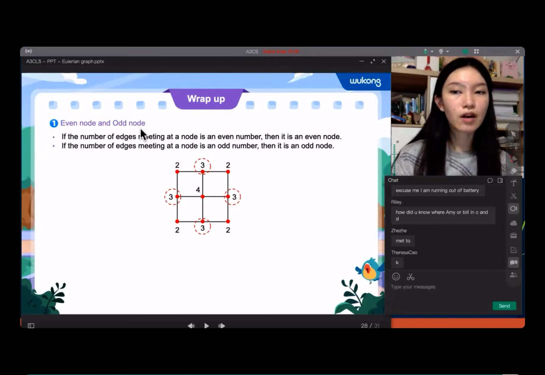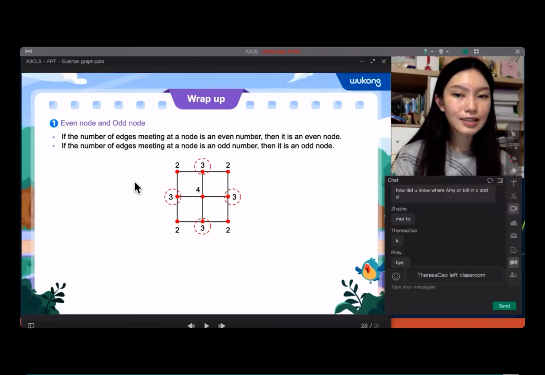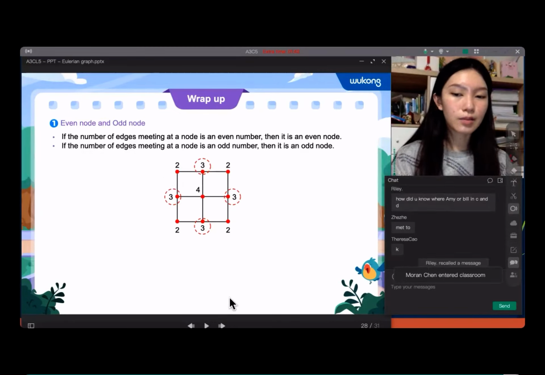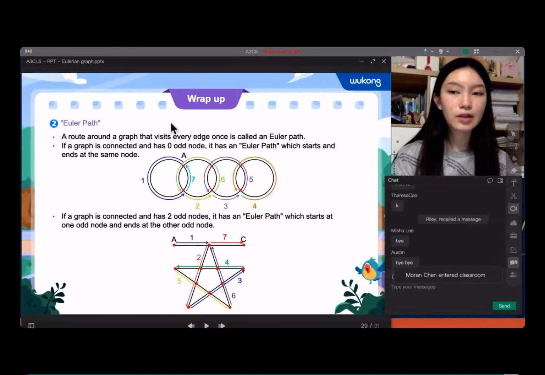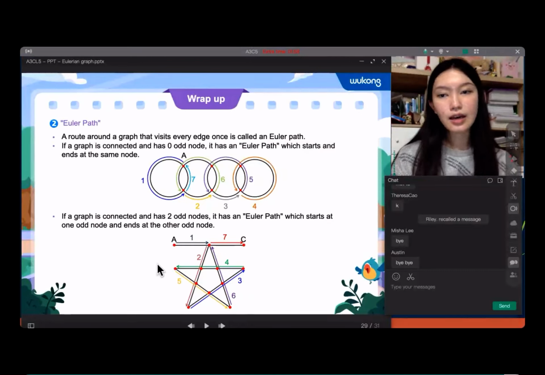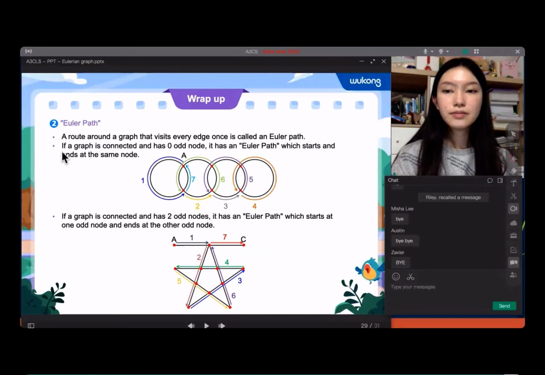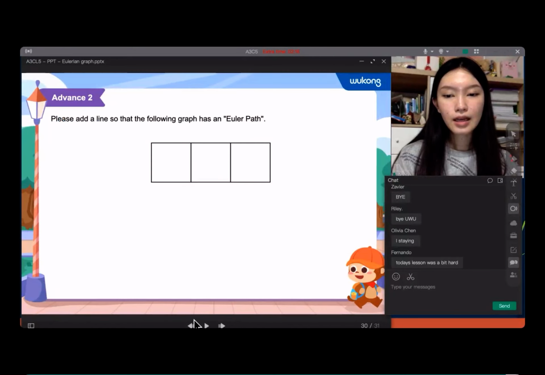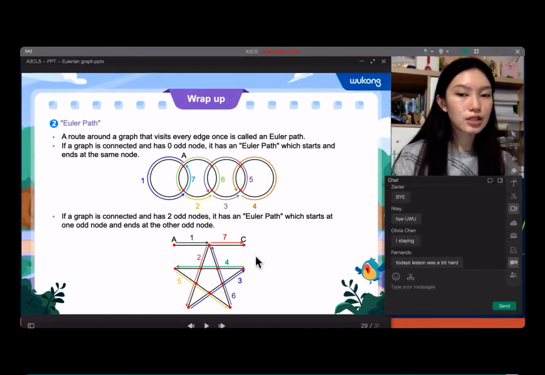So we talked about even node and odd node. That depends on how many edges are connecting at each node. Okay, if it's even number, it's even node. Odd node will be having the odd number of edges. And we talked about the Euler path, that visits every edge exactly once, and it would have to be continuous. And if we have 0 odd nodes, the Euler path will start and end at the same node. And if we have 2 odd nodes, it will start at one node and end at the other odd node. Now that's basically the questions we've gone through today in the summary.